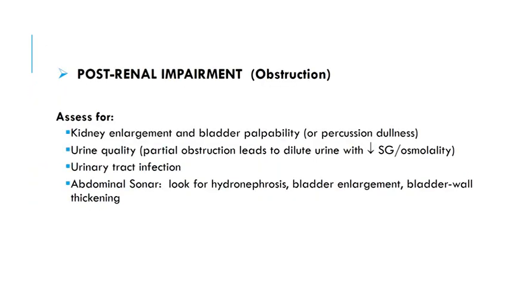Things that will help you suggest post-renal impairment: when you assess your patient, if their kidneys are palpable or if their bladder is palpable, it might suggest obstruction. Look at the urine quality. If they have recurrent urinary tract infections, think obstruction. And on your abdominal sonar, look for hydronephrosis, bladder enlargement, and bladder wall thickening.